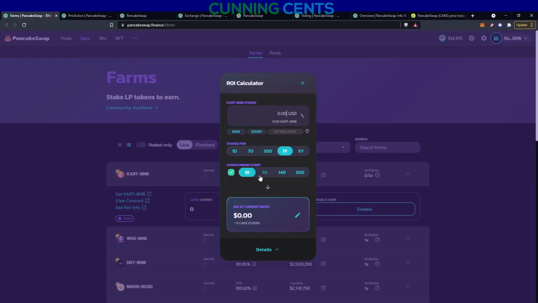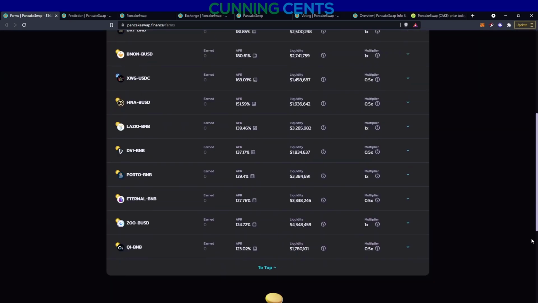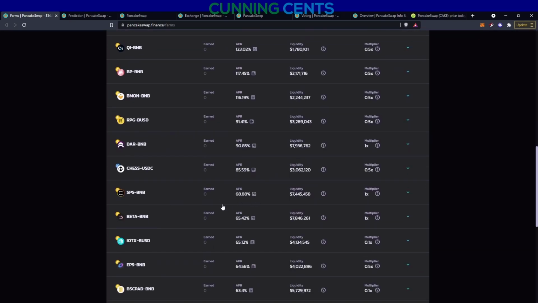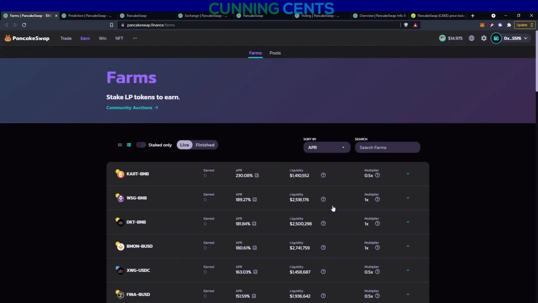But I mean, 230 APR, and that's if it stays at that point. It will most likely drop down into this range, the 60s, which is still high. I'm not bashing 60% APR, but 230 is better than 60. But when you're providing the liquidity pairs, there's a transaction fee for swapping BNB to Cart, and that fee is then paid out to the liquidity pair holders. So that's just kind of how staking LP tokens work.